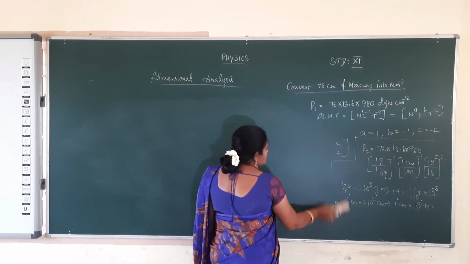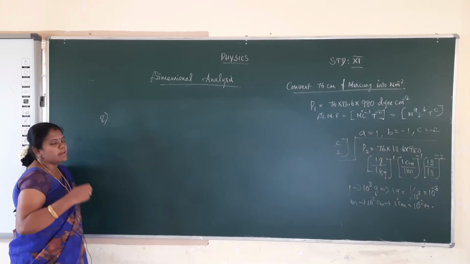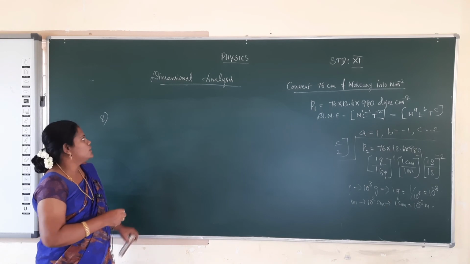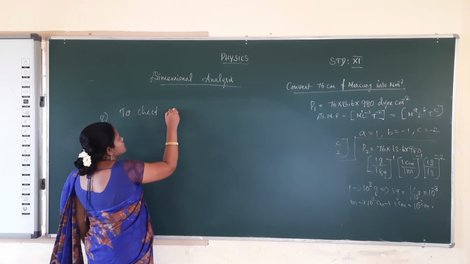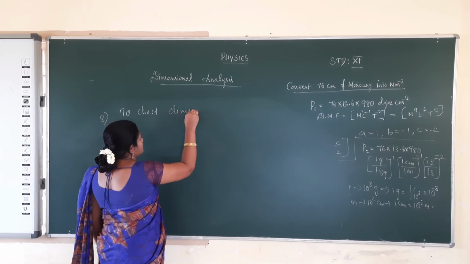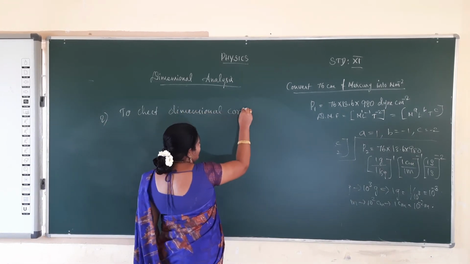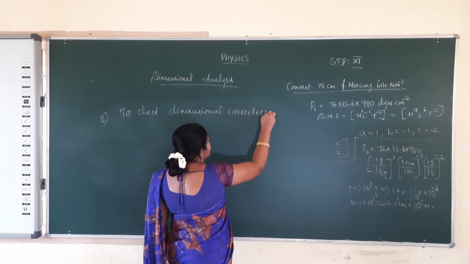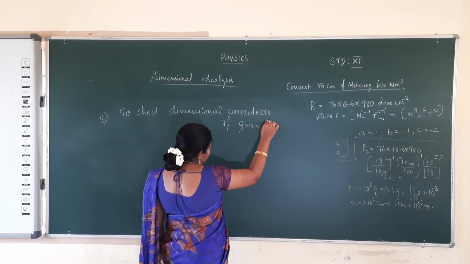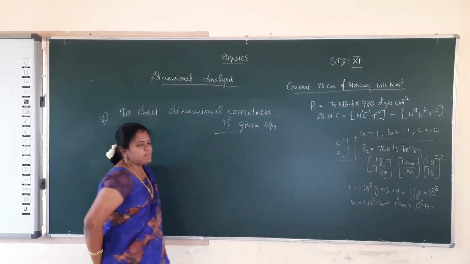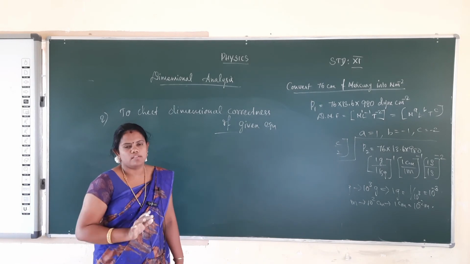What's the second use? The second application is to check the dimensional correctness of a given equation. What is the meaning? Dimensional correctness means that the equation is dimensionally correct or not, that will be checked.